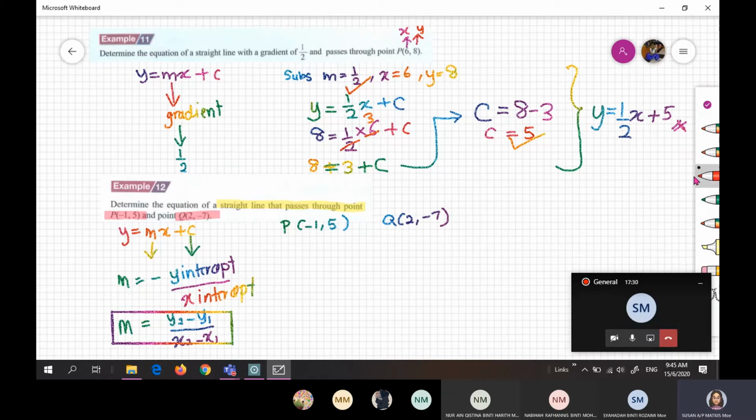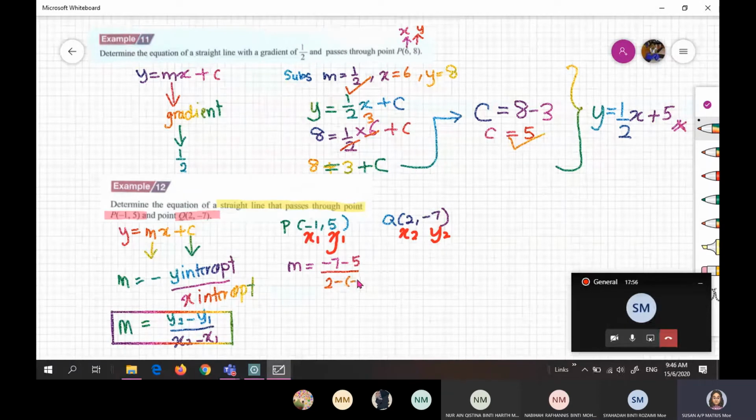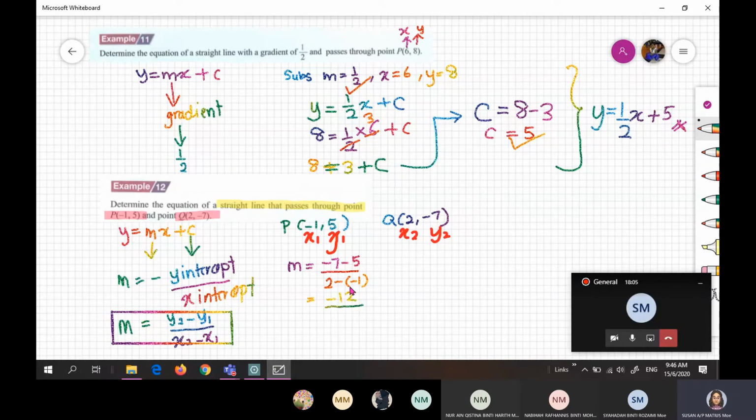Okay, so let's name it. I'm going to put this as x1, y1, and this as x2, y2. Let's put that into the formula. So m or gradient is equivalent to negative 7 subtract 5 divided by 2 subtract negative 1. So negative 7 and negative 5 gives you negative 12. 2, negative and negative gives you positive, so 2 plus 1 is 3. So your answer will be negative 4.